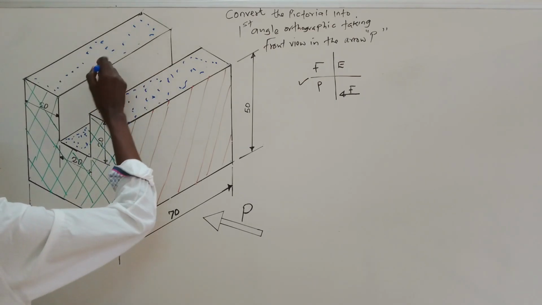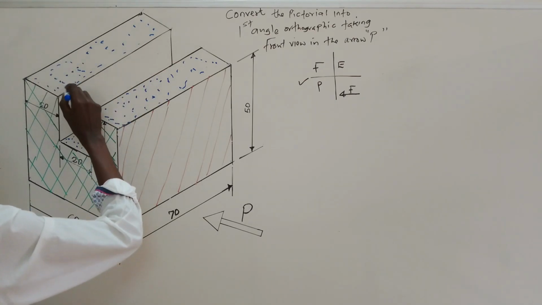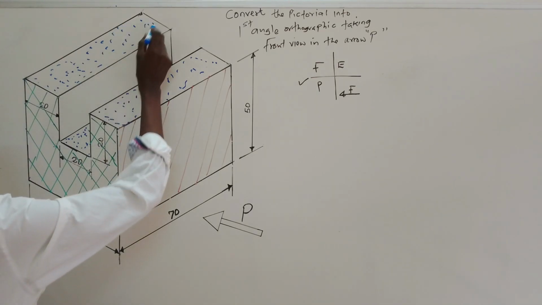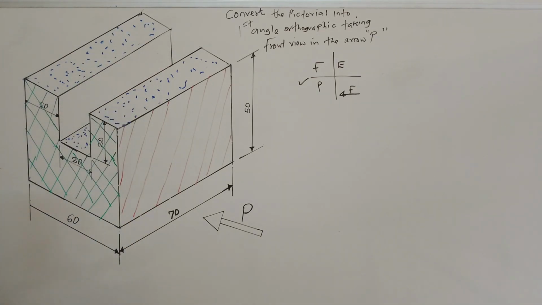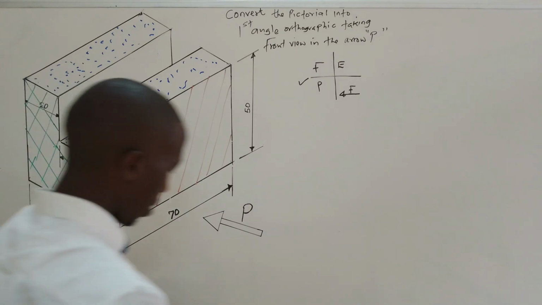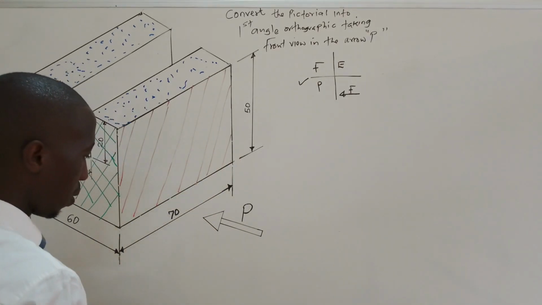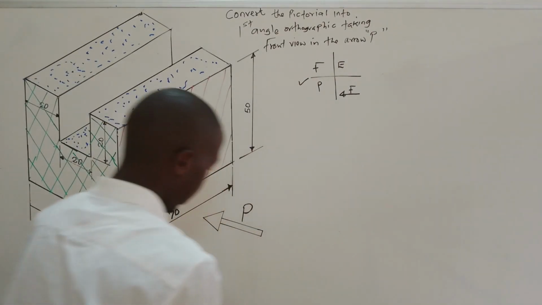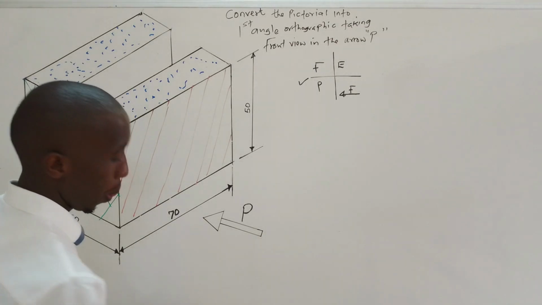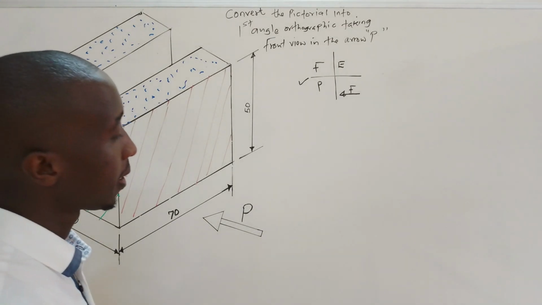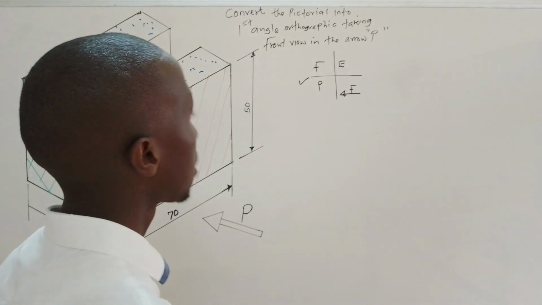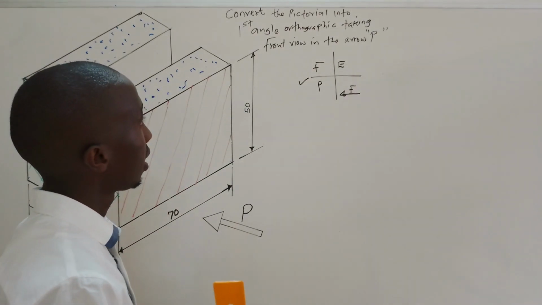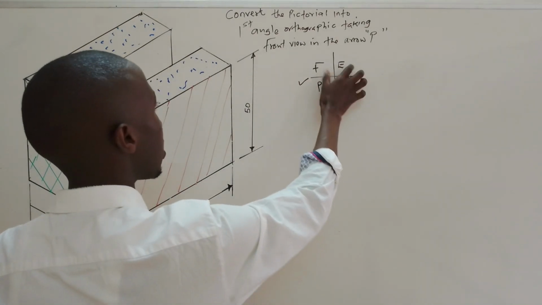So that one will be our plan. Now let us draw this one in first angle. And I will use the simplest method to draw. There are so many ways to come up with this grid so that you can align.